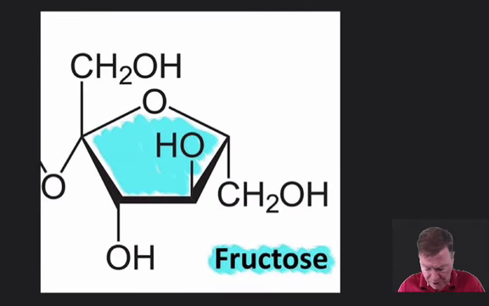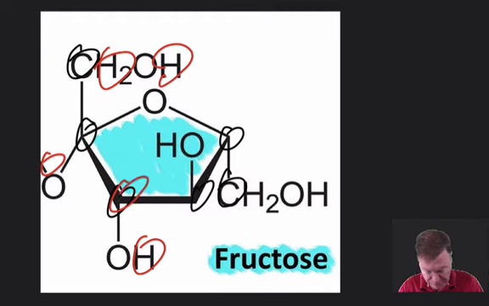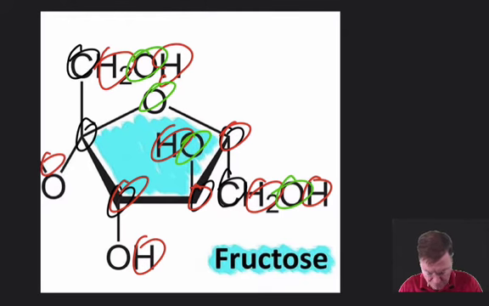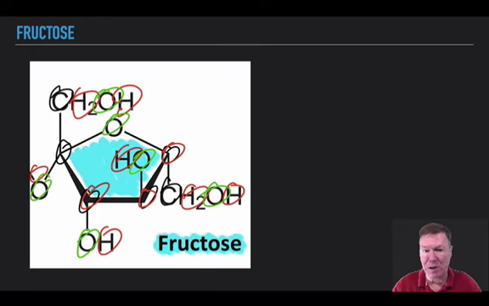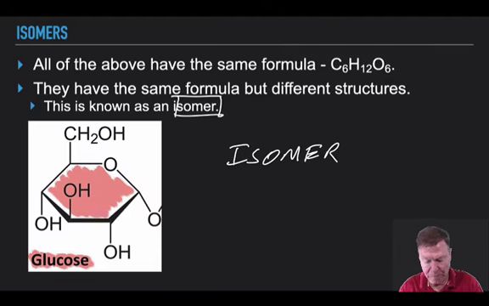All right. First, let's take a look at it. So we have C6: 1, 2, 3, 4, 5, and here's the 6th one. We have H12: 1, 2, 3, there's one here I left off, 4, 5, 6, 7, 8, 9, 10, 11, and then this would be the 12th one. And then we have O6: 1, 2, 3, 4, 5, 6. C6H12O6. Same thing, but you'll notice that fructose looks a little different. That's because it's called an isomer. An isomer is something that has the same formula, C6H12O6, but it has a different structure.